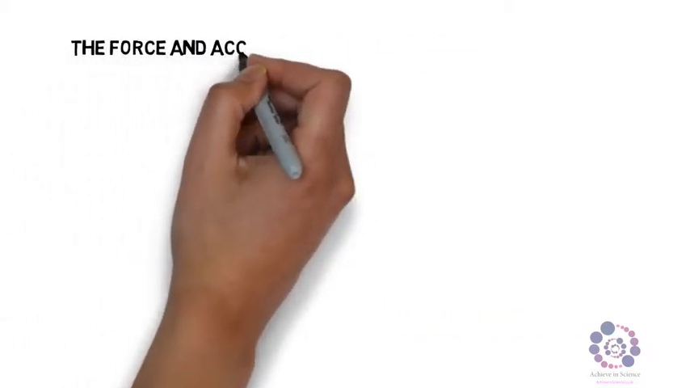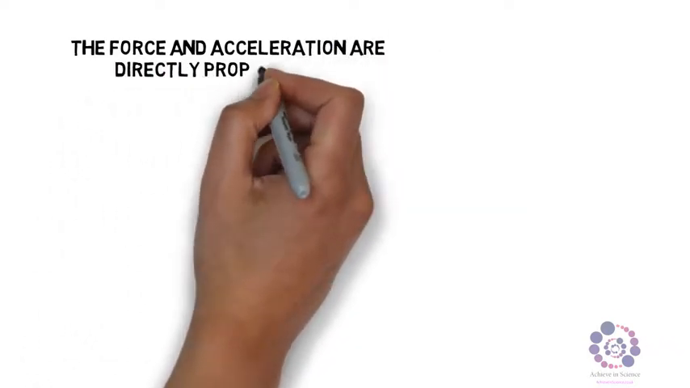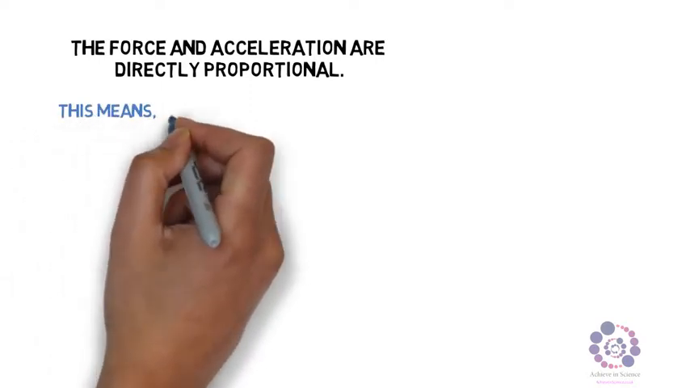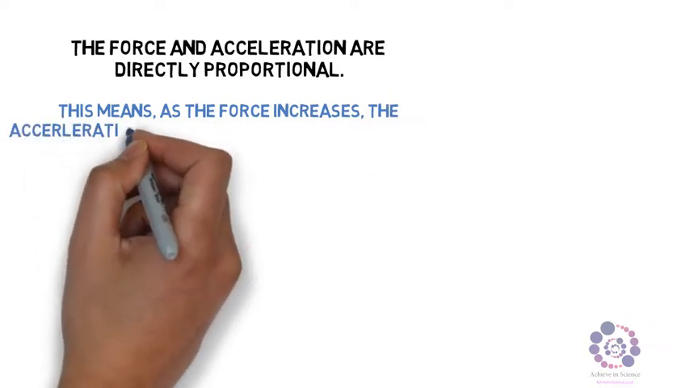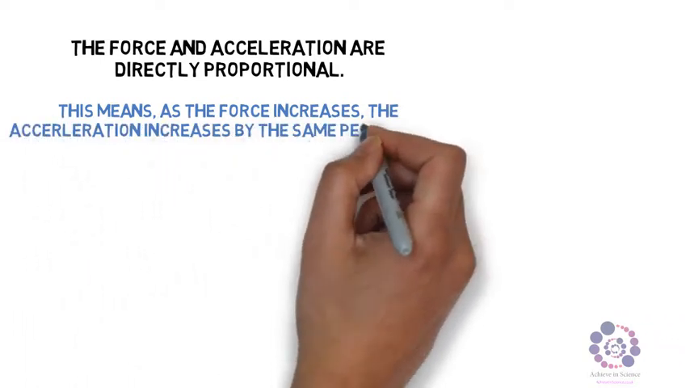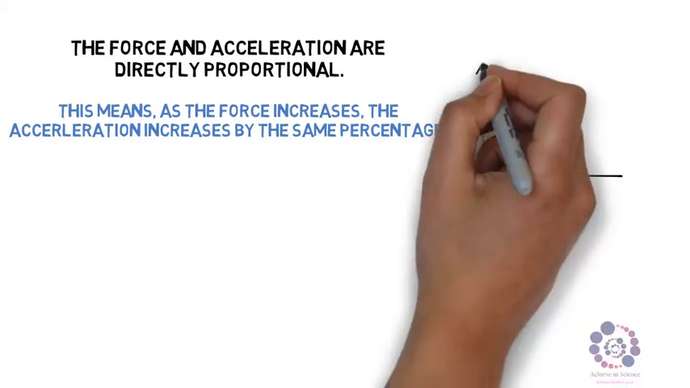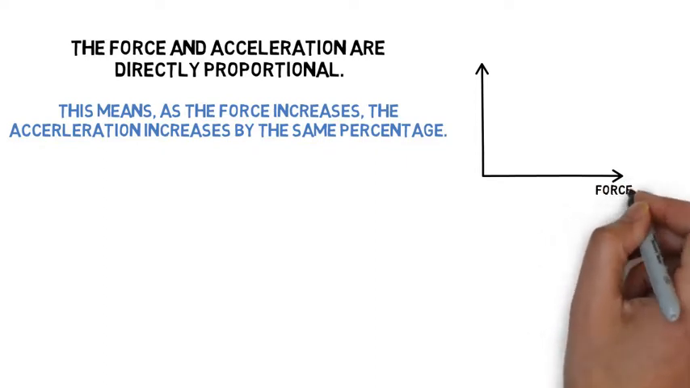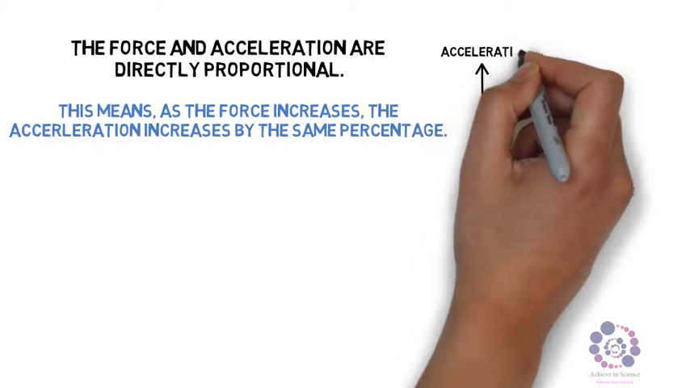Now, force and acceleration are said to be directly proportional. This means, as the force increases, the acceleration will also increase by the same percentage. This can be shown via a graph, where on the x-axis we have force, and on the y-axis we have acceleration. As this is a relationship which is directly proportional, we have a straight diagonal line as shown on the screen.